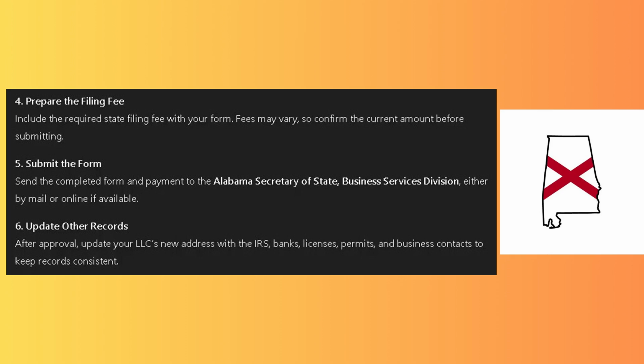Update other records. After approval, update your LLC's new address with the IRS, any bank accounts you may have, licenses, permits, and business contacts to keep your records consistent.